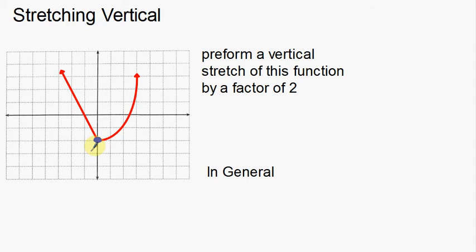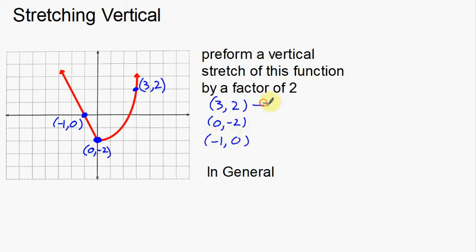So this is going to be 0, negative 2, and this point over here was 3, 2, and this point that I used over here was negative 1, 0. So I'm going to use those same three points to perform a vertical stretch. Okay, so I'm going to write down those points first. So I got 3, 2. I have 0, negative 2. And I have negative 1, 0. So now I'm going to change each one of these points.